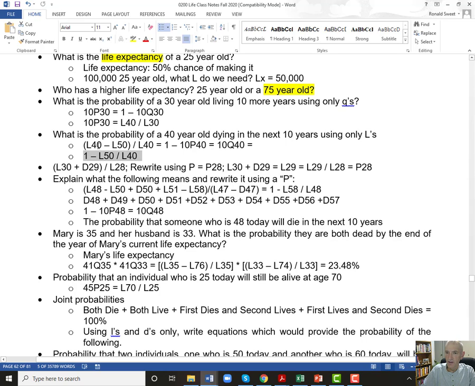Another way of writing that, and you can see it's just algebraically the same, you can do L40 minus L50. Again, students struggle with that. Remember, L50 is a smaller number. L40 minus L50 divided by L40 will give you the same answer. It's the same thing as 1 minus 10p40, which is the same thing as 10q40, or like this. So on the exam, if I say you can only use L's, you could do it like that, or you could do it like that. Either one would be fine, and mathematically those are the same thing.